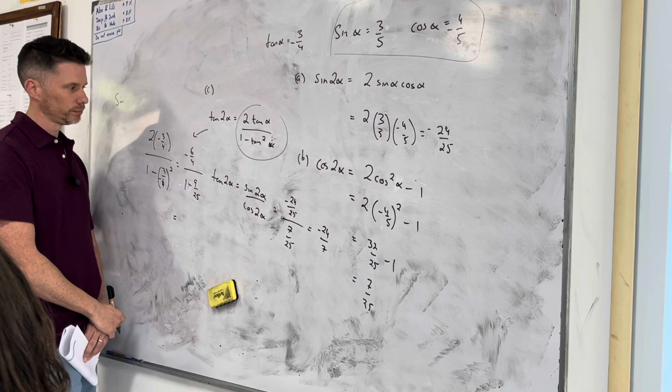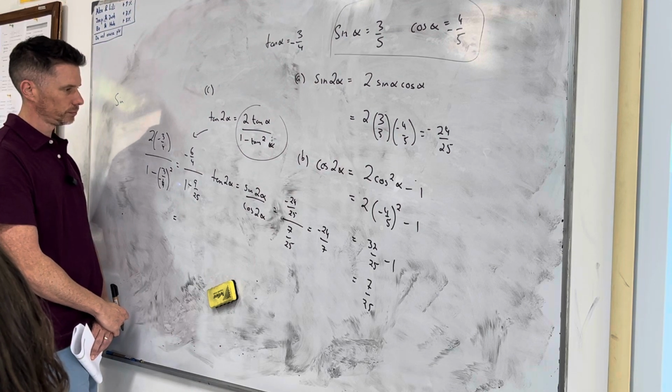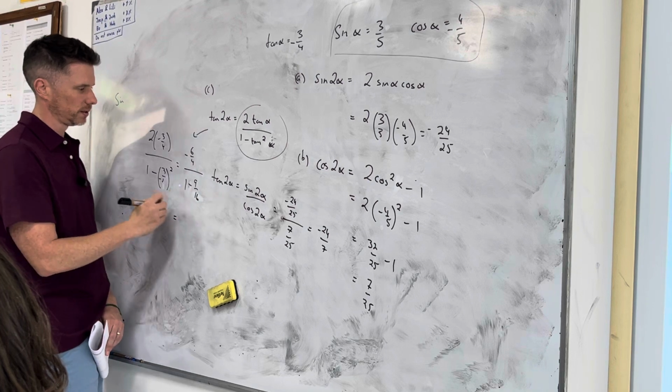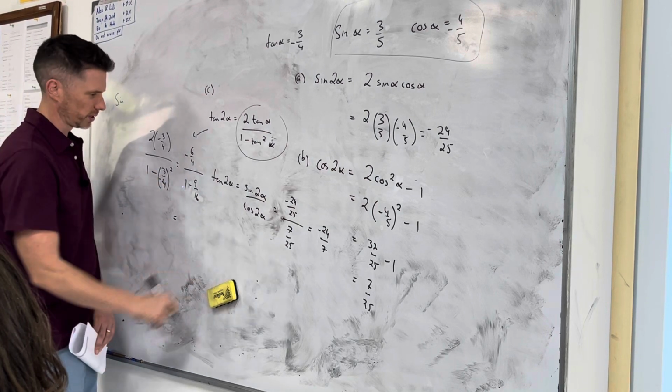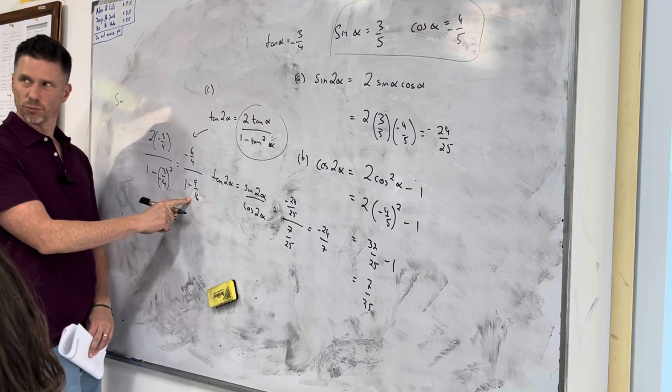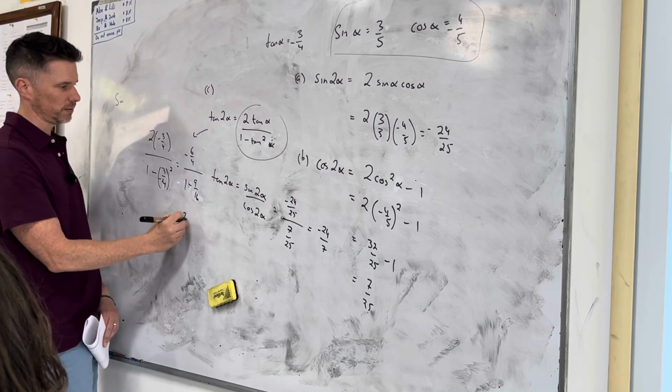Wait, isn't it a 4 on the bottom or a 5? That's a 4. Sorry, yeah, that's 16. I was just looking at 5. Okay, so where are we at? 7. What's this give? 7 over 16.